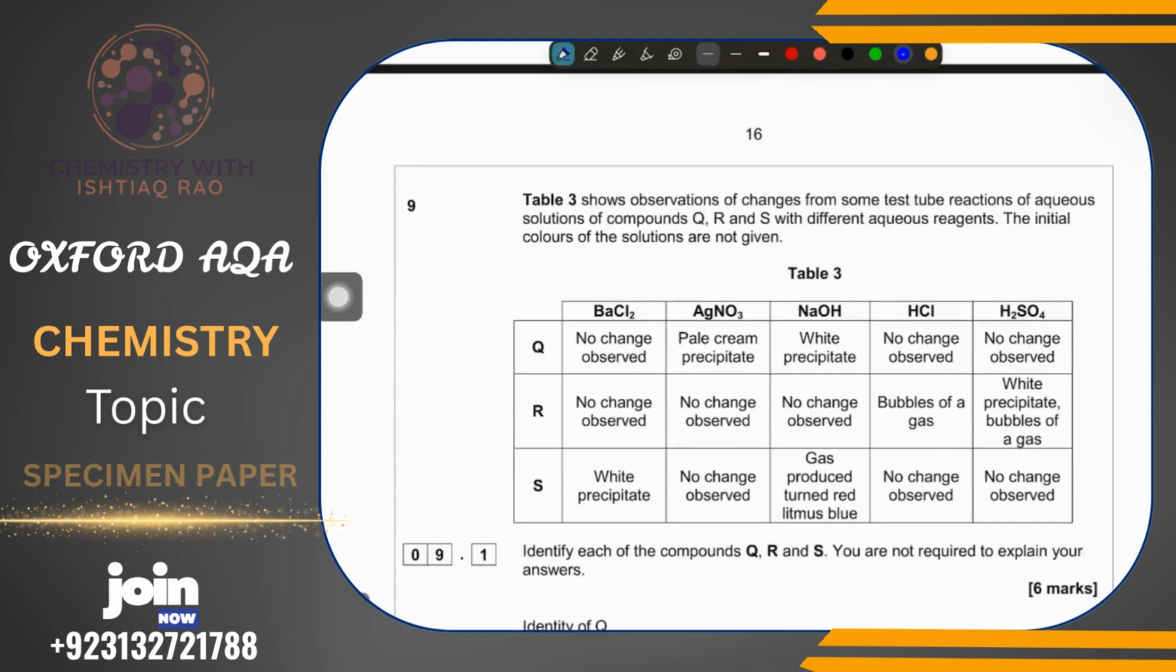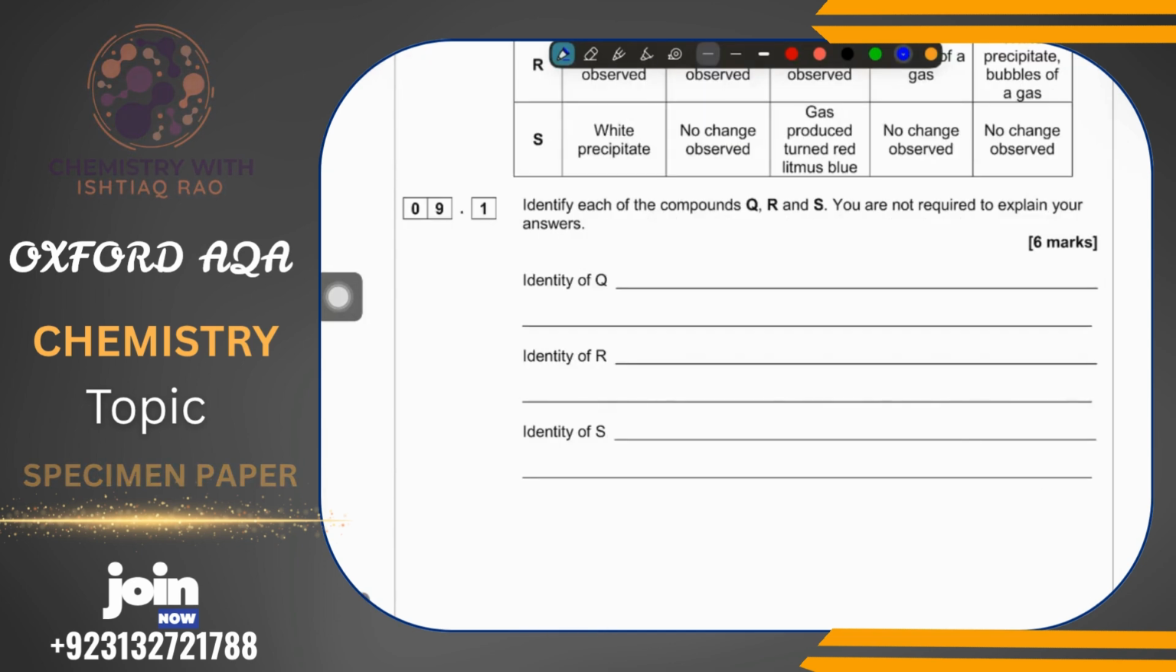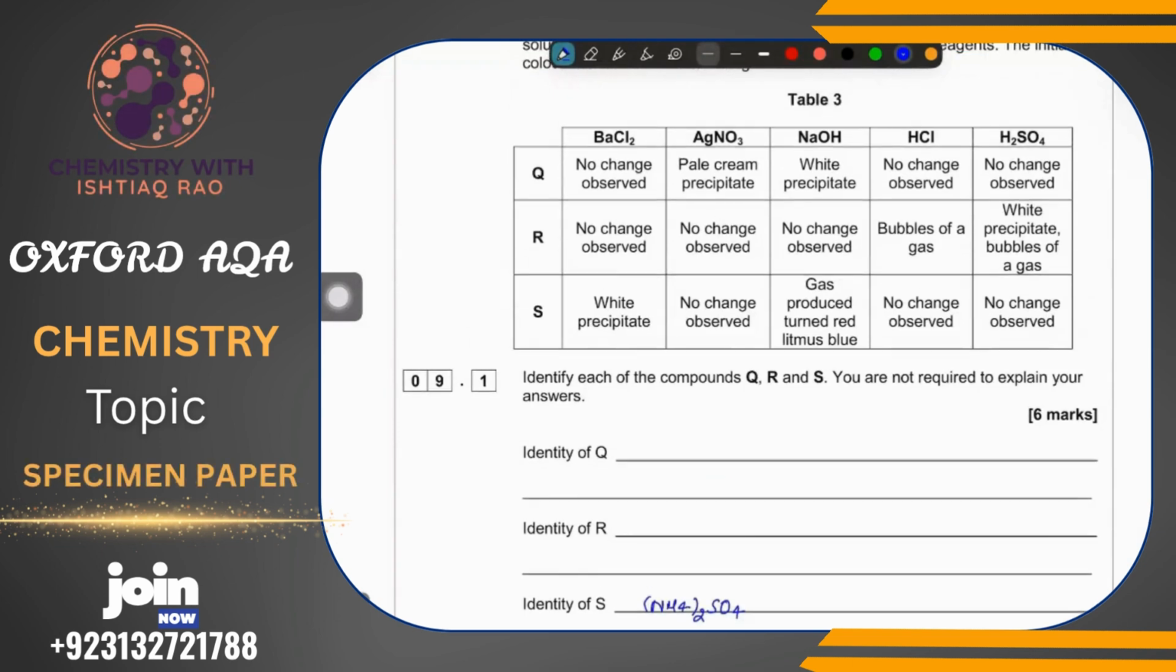They are saying table 3 shows observations of changes from some test tubes. Ammonium sulfate, exactly. Ammonium sulfate, white precipitate, right? So that's going to be (NH4)2SO4. And what about Q? No change observed because there's no sulfate.